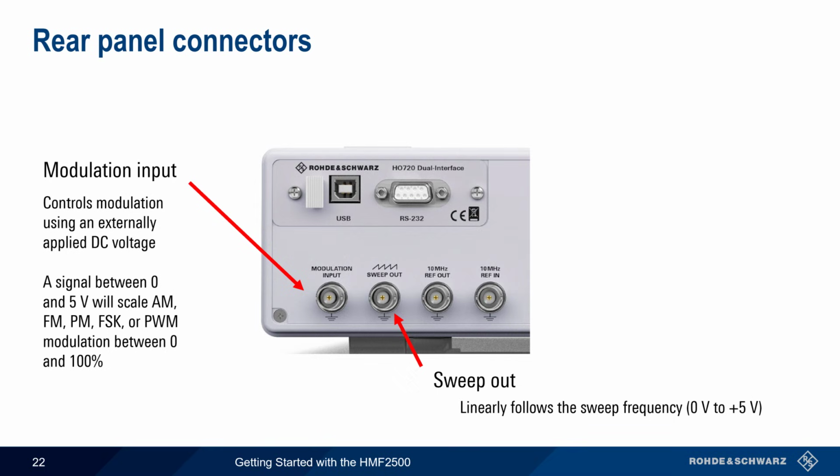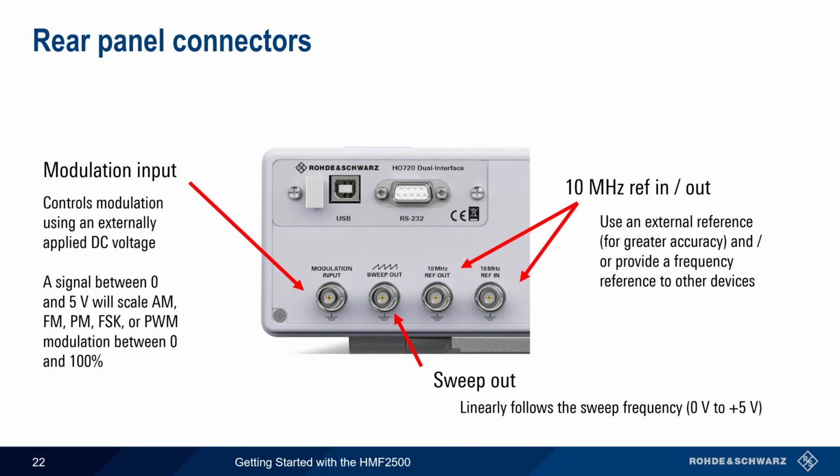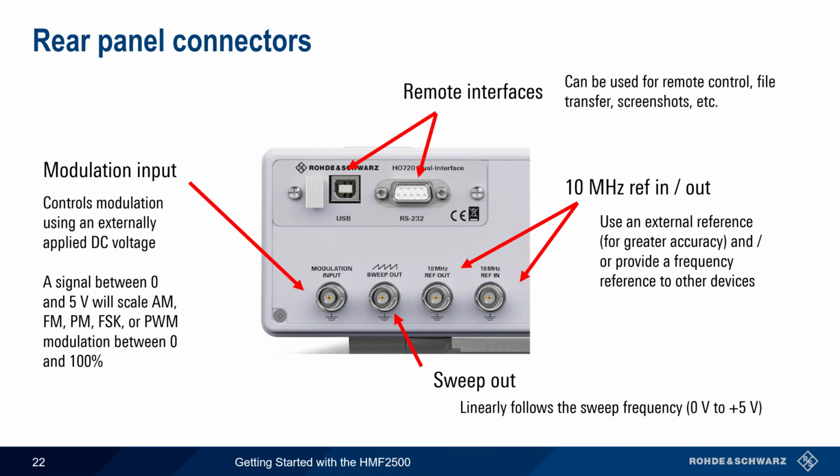The sweep out connector provides an output voltage that linearly follows the sweep from the start to the stop frequency. The HMF also has a reference in and reference out connector, which allows it to both use an external frequency reference for higher accuracy and/or share its own internal frequency reference with other devices. And finally, the HMF comes standard with both USB and RS-232 for remote connections, with Ethernet or GPIB as options. These interfaces can be used for remote control, file transfer, making screenshots, etc.